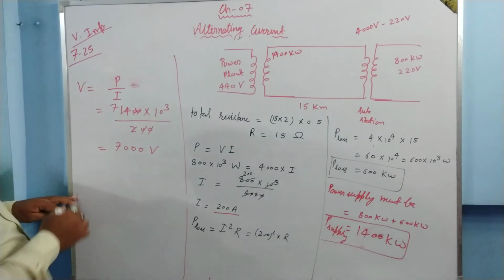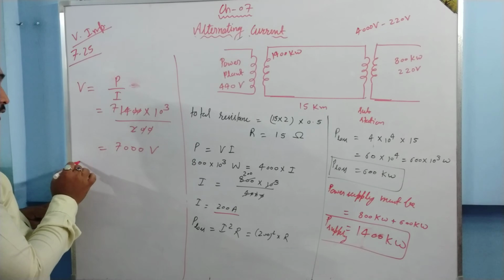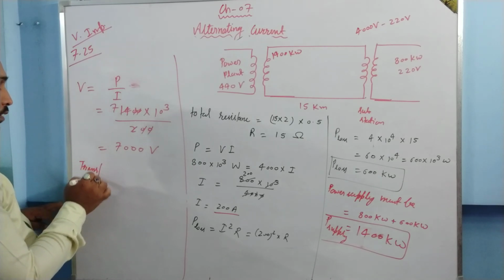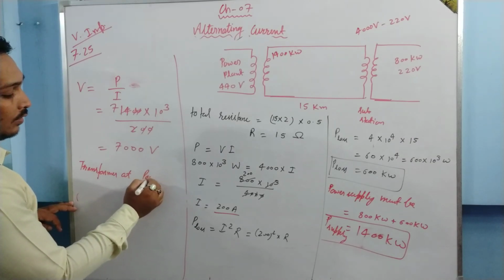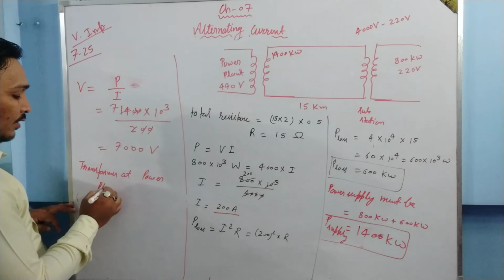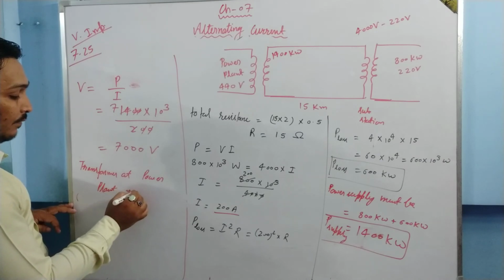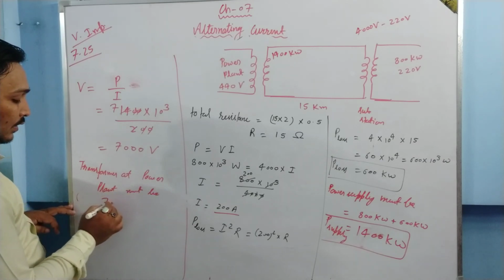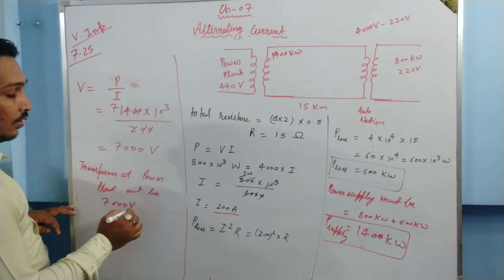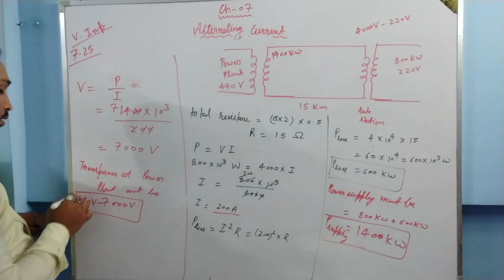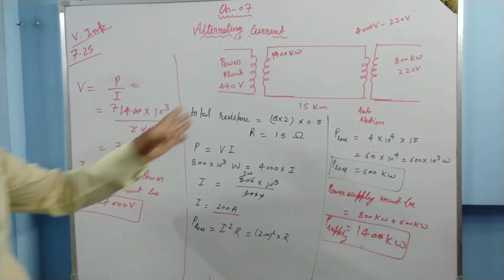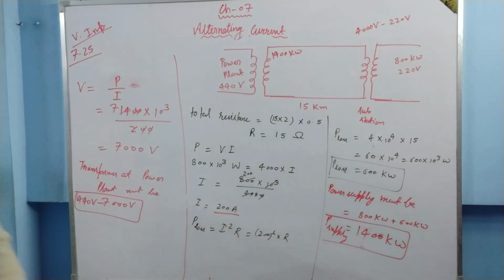So the characterization of the transformer at the power plant must be 440 volt to 7000 volt. At 440 volt it is generating power and 7000 volt is the need. So it must be having characterization of 440 volt and 7000 volt.